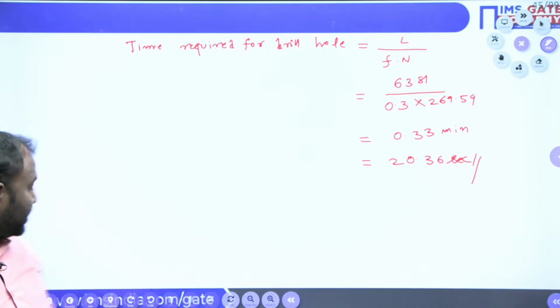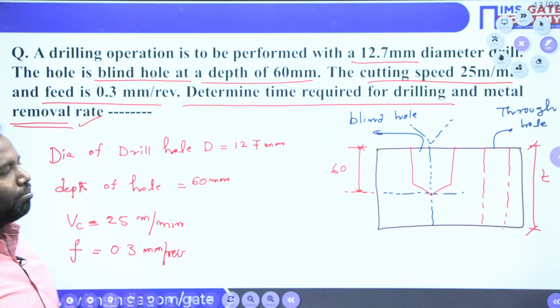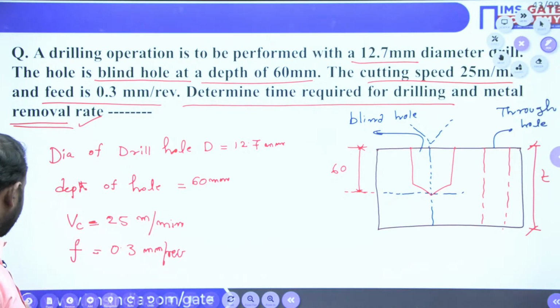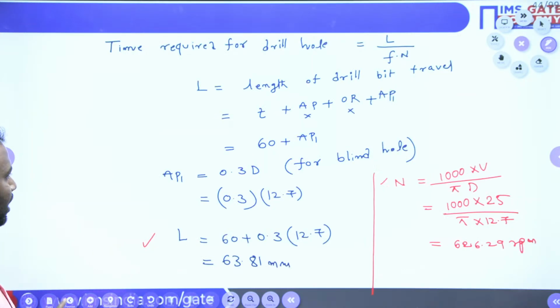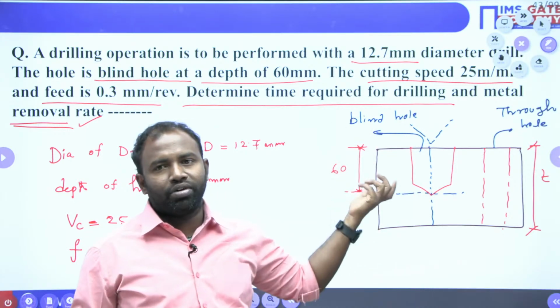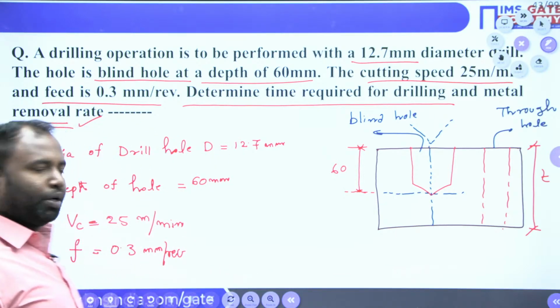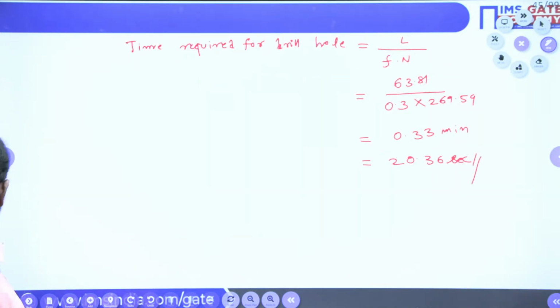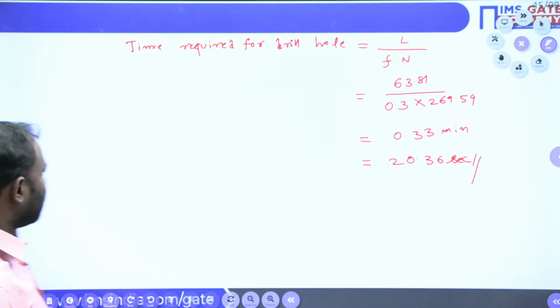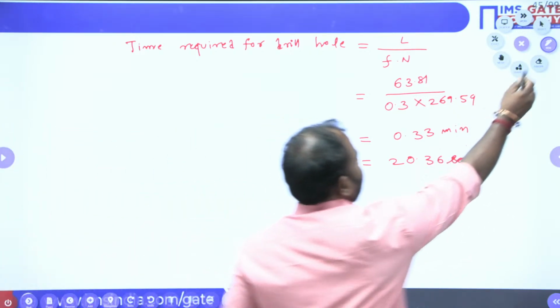Now for the second question, we have not yet finished this question. They also ask for the metal removal rate. How can we calculate the metal removal rate in a drilling operation? That means during producing this drill hole, how much metal is going to be removed per minute? That is what we have to calculate. Metal removal rate in drilling. Now let me take another ink.